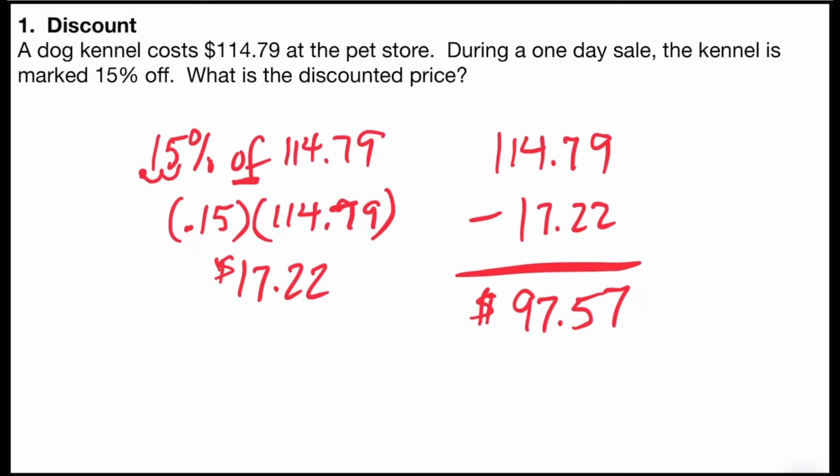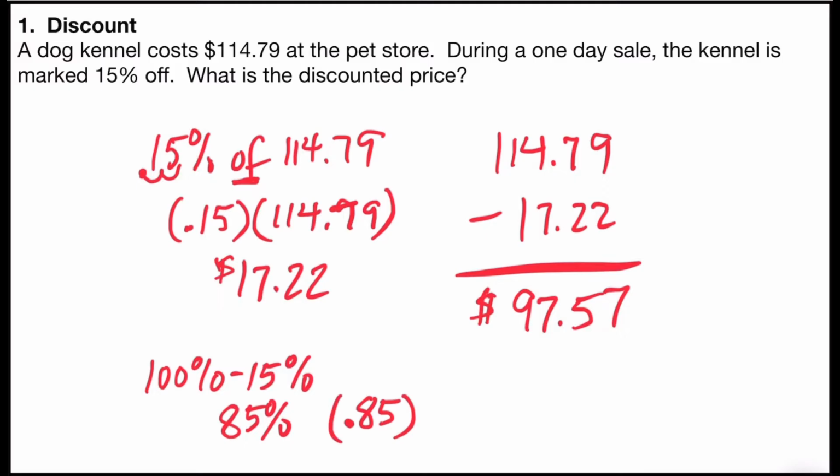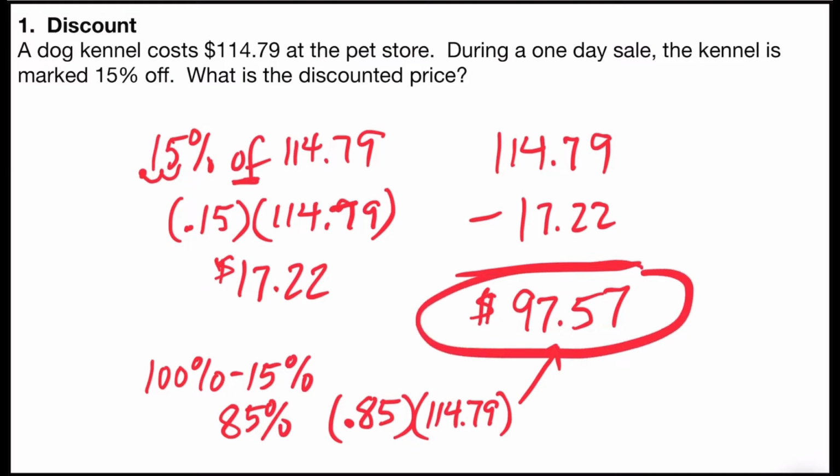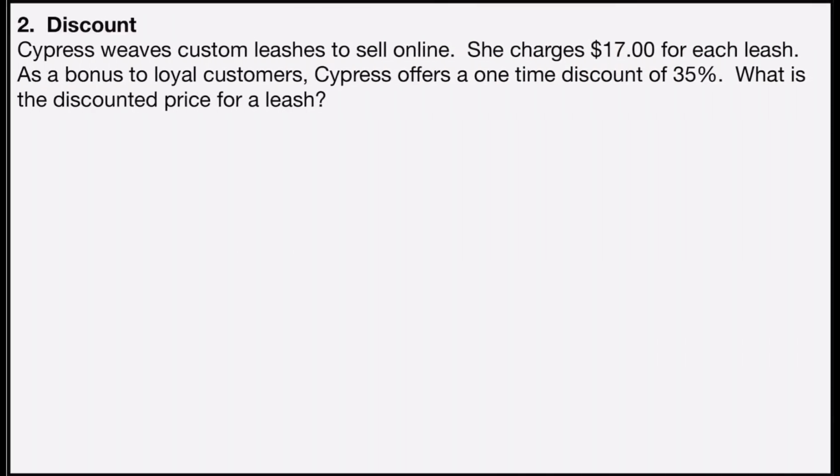Now there's a second way to do this problem to get right to the answer. If the full price is 100% and I'm taking off 15%, that leaves me with 85% of the price. So I could multiply 0.85, which is the decimal form of 85%, times the original price of $114.79. And I would get straight to the answer of $97.57.